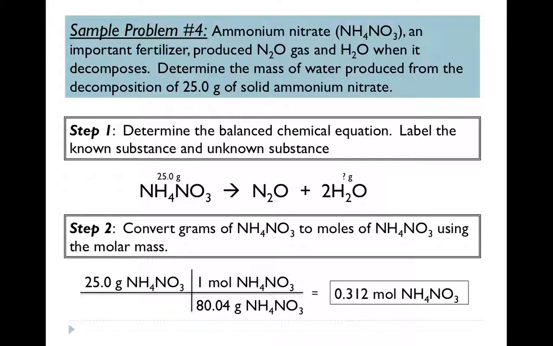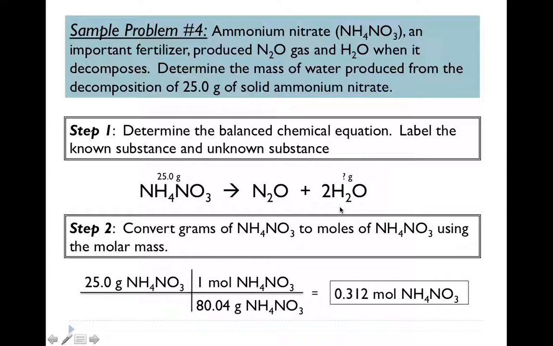So it says ammonium nitrate, an important fertilizer, produces N2O gas when it decomposes. Determine the mass of water produced from the decomposition of 25 grams of solid ammonium nitrate. Again, the first step of the problem, balanced equation. Have it there. I label what I'm getting, 25 grams of ammonium nitrate, and I'm looking for grams of water.